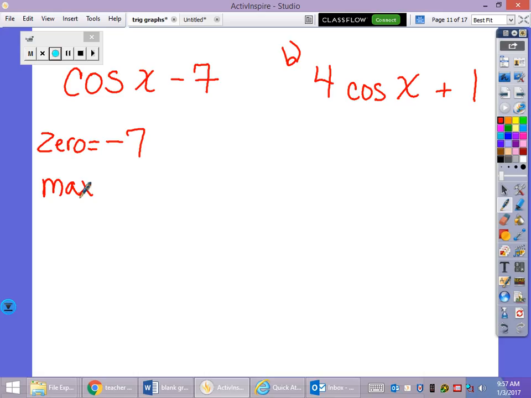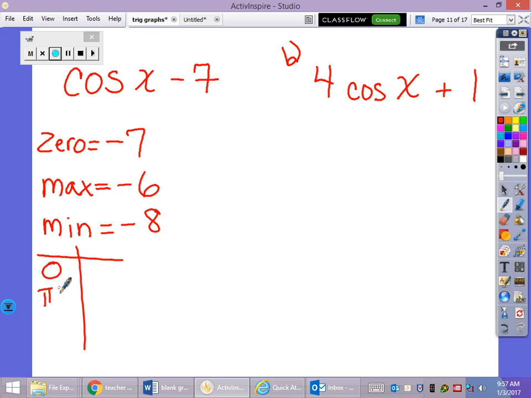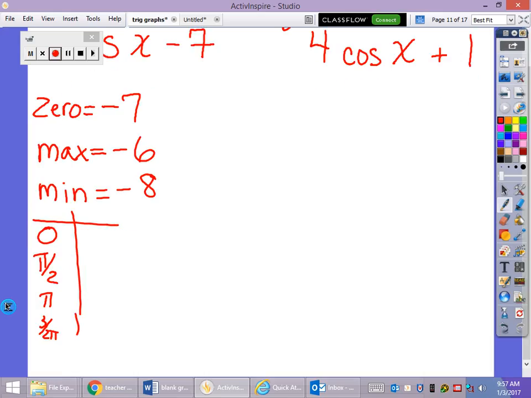Okay, so the max is -7 plus 1. It's understood that if there's not a number, the number is 1. So -7 plus 1 is -6, and -7 minus 1 is -8. Now, there is no phase shift, so that means that this is going to be 0, pi over 2, pi, 3/2 pi, and 2 pi. The pattern for cosine is max, 0, min, 0, max. Yes? Okay, what's my max value?